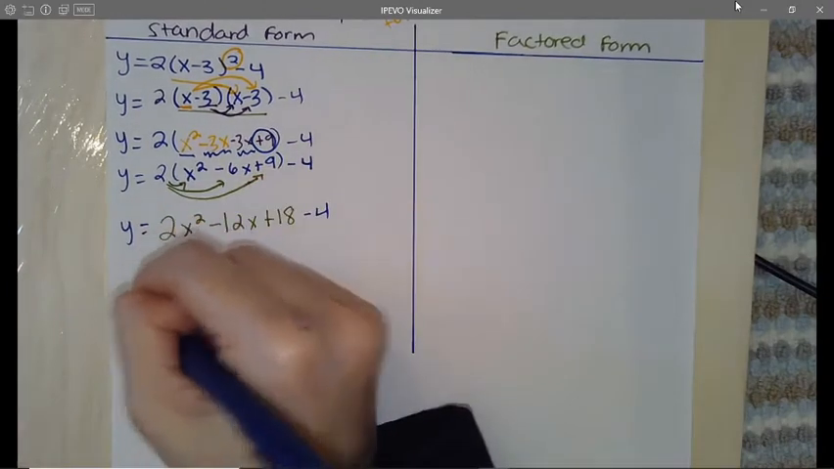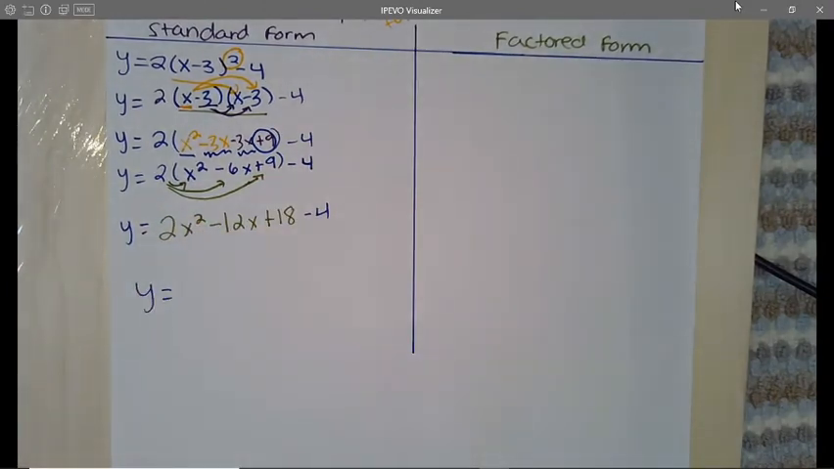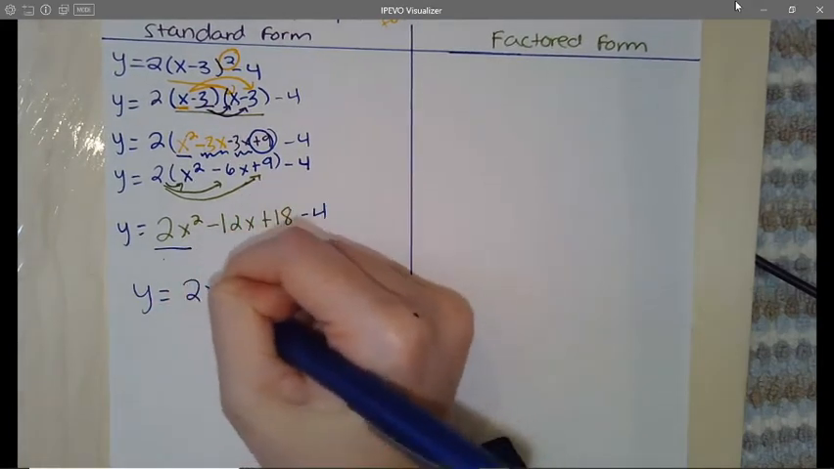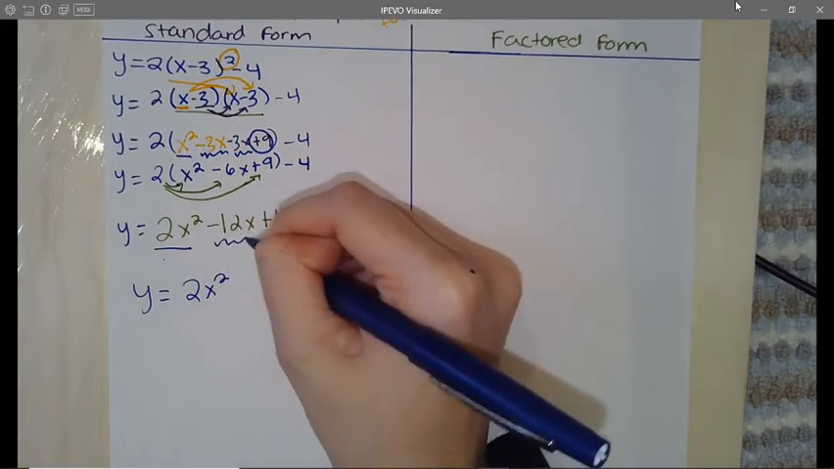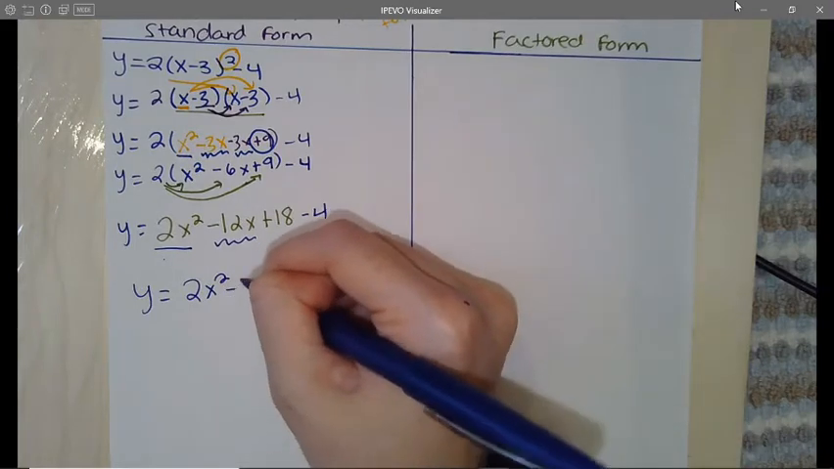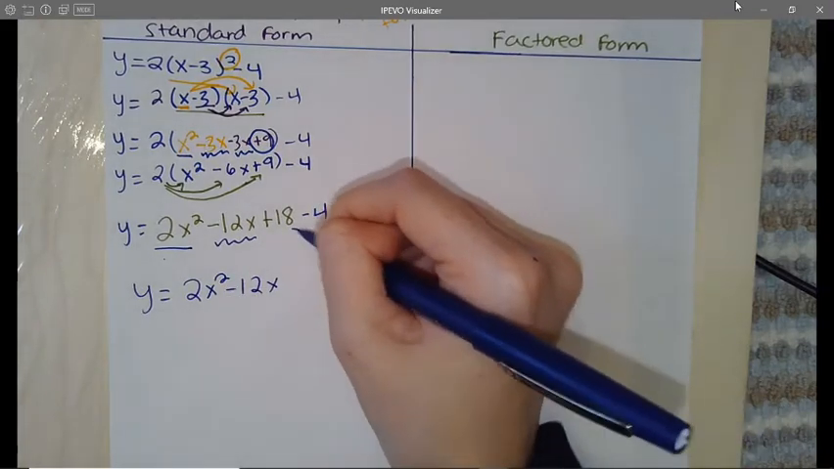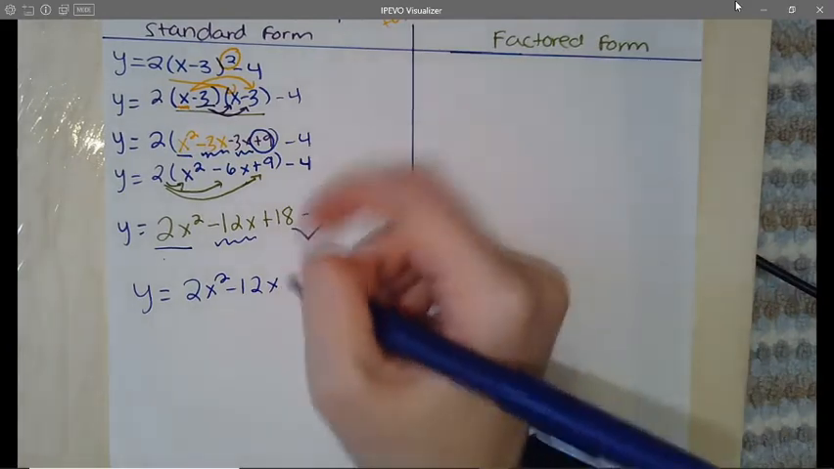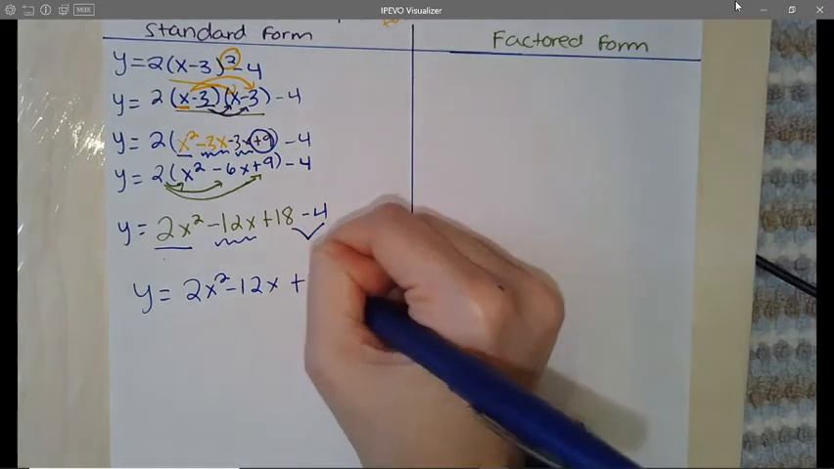Okay, my final step is to combine like terms. I only have one 2x squared, so I'm going to bring it on down. I only have one negative 12x, so I'm going to bring that on down. And then my last two terms are like terms, and I can combine them. So 18 minus 4 is positive 14.